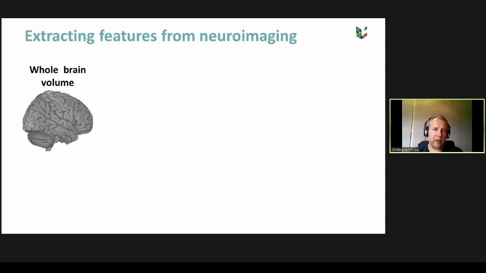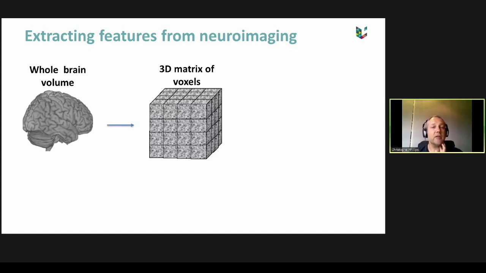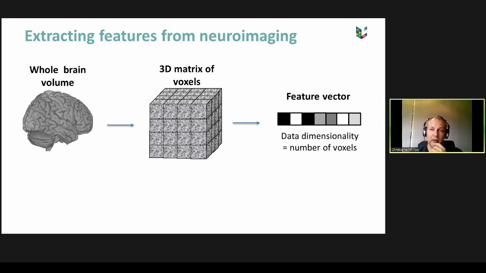So what are we talking about? The whole brain, so take a brain image, it's only a bunch of voxels. And so for us, in machine learning, a sample will consist of a feature vector, that is the values from all the voxels that we are interested in, and they'll be sort of stacked together. So the data dimensionality is the number of voxels.